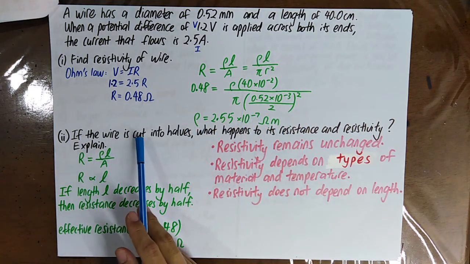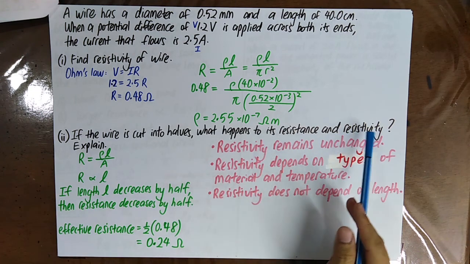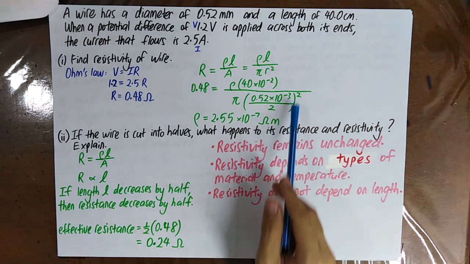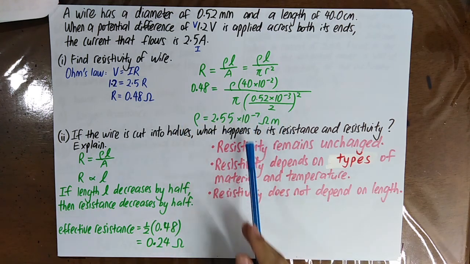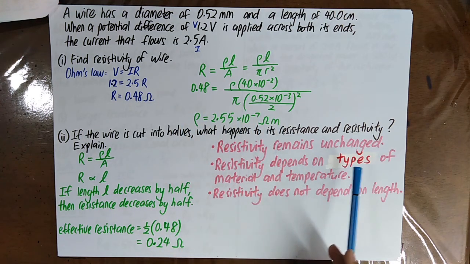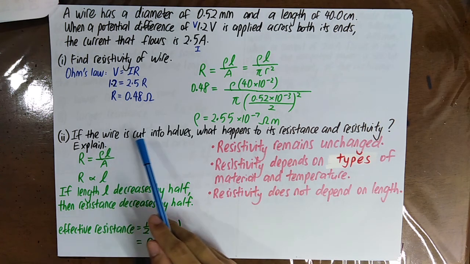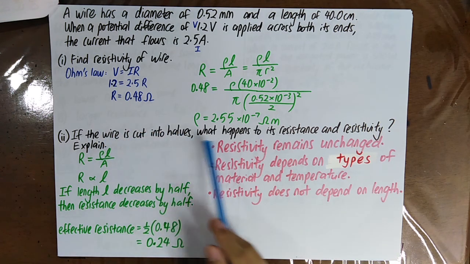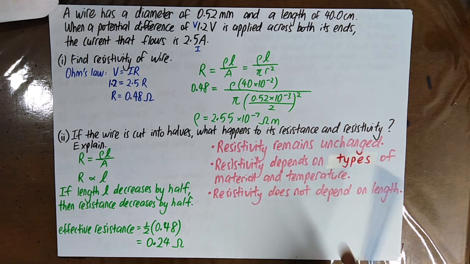If the wire is cut into halves, what happens to the resistance and resistivity? First of all, we take a look at the resistivity first. Resistivity only depends on types of the material and also temperature. So even if you cut the wire into halves, resistivity will not change.